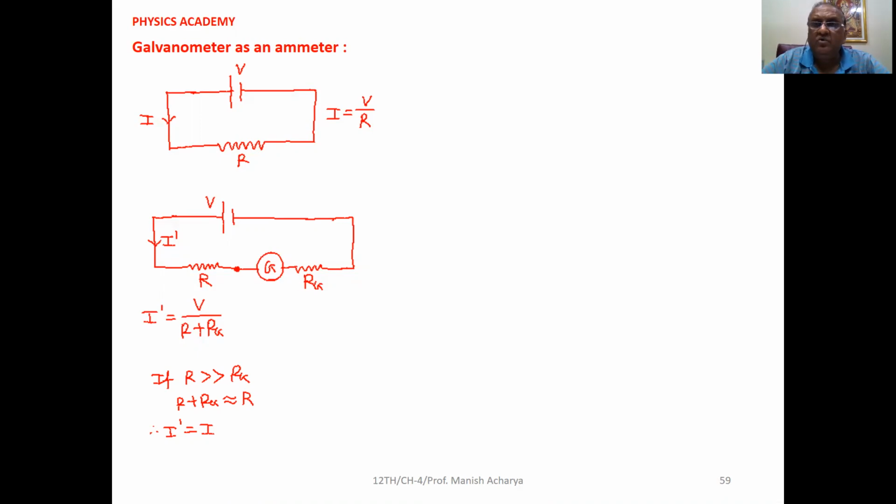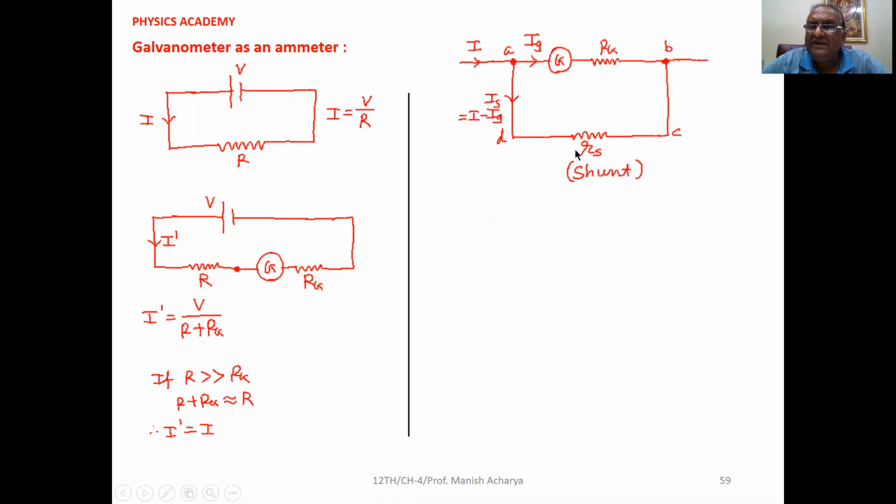So if you want to make the resistance of the galvanometer very small, then a very simple thing: connect a very small resistance parallel to the galvanometer. And the small resistance connected parallel to the galvanometer to convert it into an ammeter, that is called shunt. So now the resultant resistance will be greater than this RS, smaller than this RS.